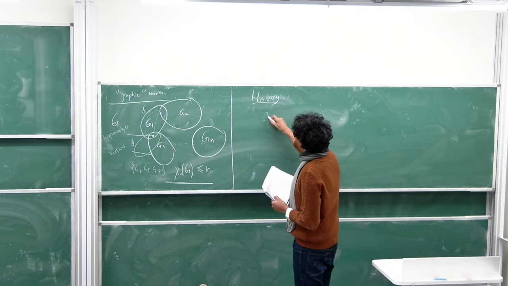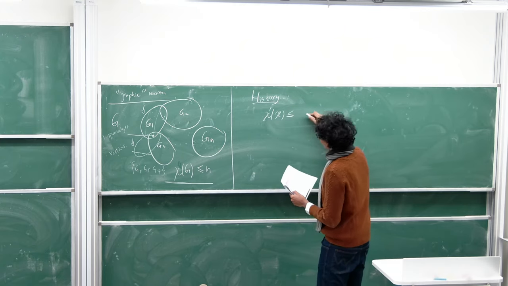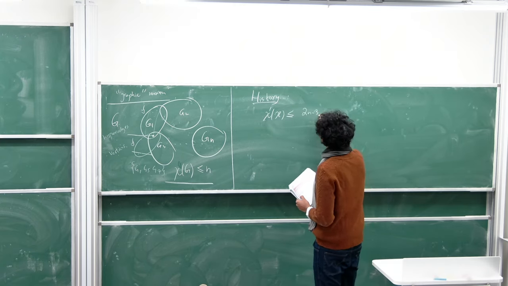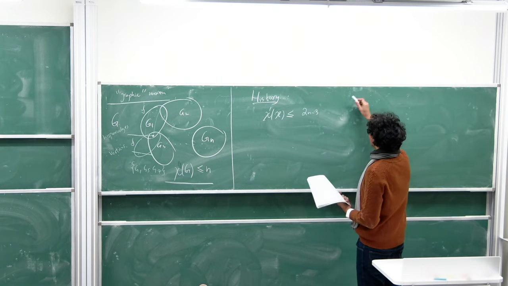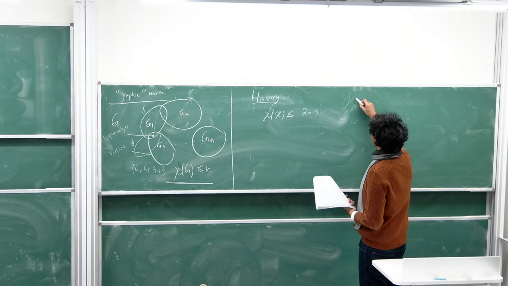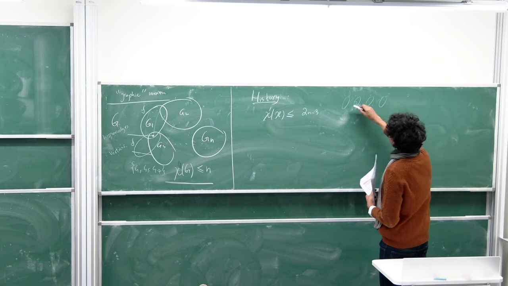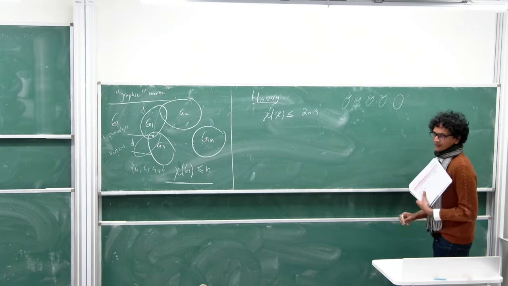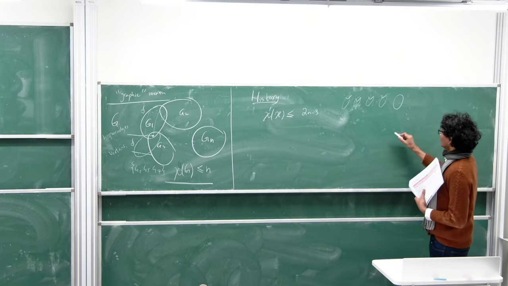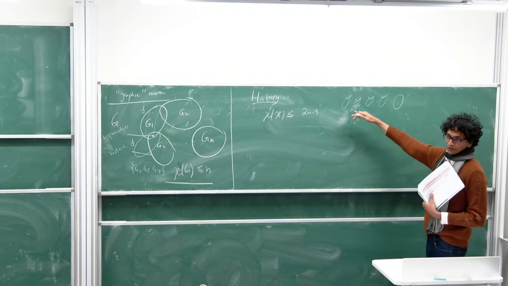So a trivial bound is that the chromatic index is at most 2n minus 3. To see this bound, we can color the hyperedges greedily, one by one. Say you colored some hyperedges already, and now you're coloring this hyperedge. How many other hyperedges can this hyperedge intersect? Because that many colors we need to avoid.